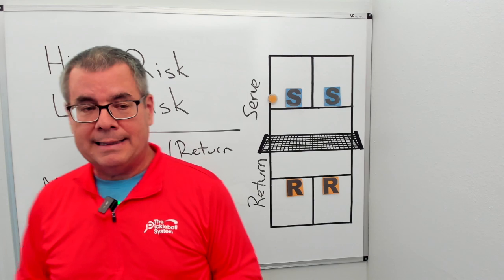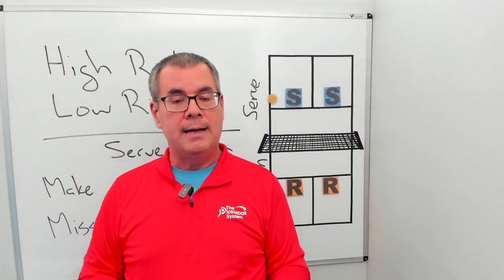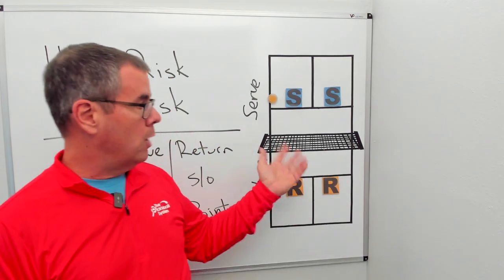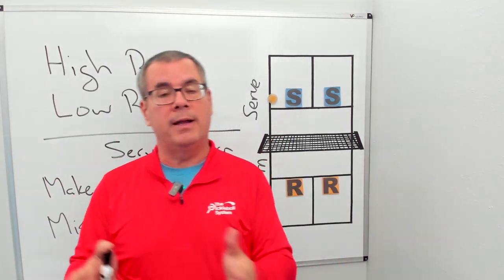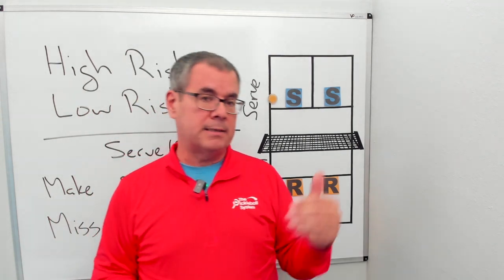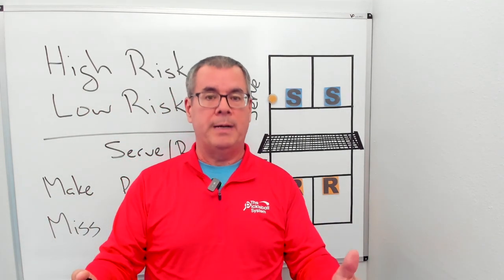So when you're playing, this distinction between risk, the type of risk you're trying to take, high risk or low risk, depends on what side of the court you are currently playing on. Are you playing on the serve side or are you playing on the return side? And as I mentioned at the beginning of the video, this distinction is absolutely critical to playing your best pickleball.